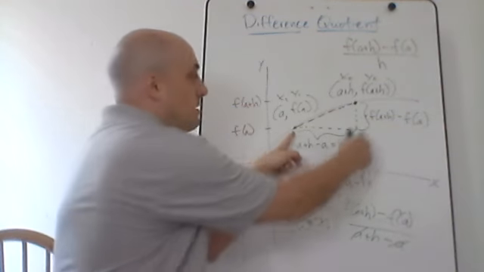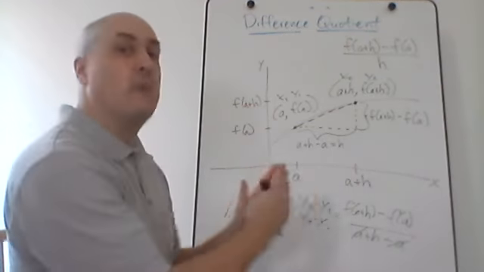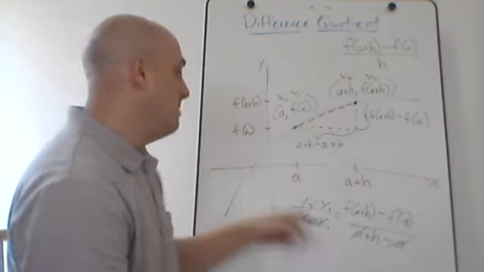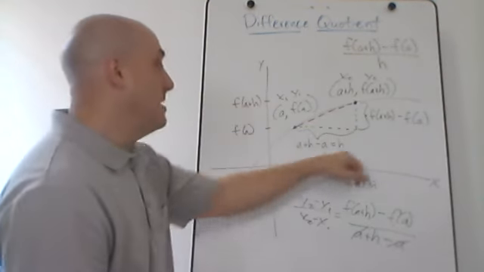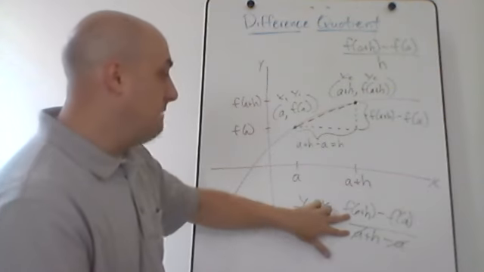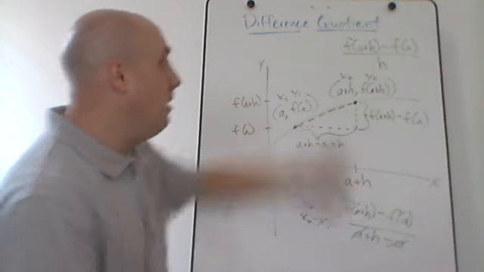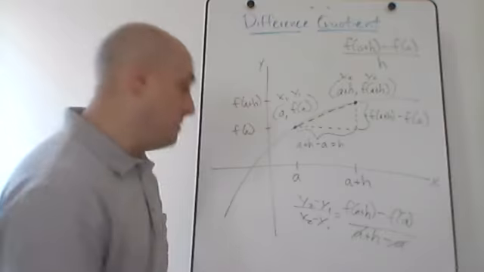The x1 minus x2, that's my horizontal distance, or my run between one point and the other. Remember, the slope is the rise, the difference in the y values, over the run, the difference in the x values. And it shows up here as a plus h minus a, which just equals h. So what I get is f of a plus h minus f of a all over h. That's my difference quotient, the formula for the difference quotient.